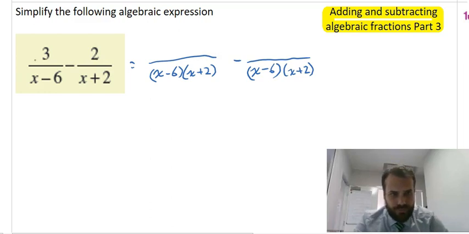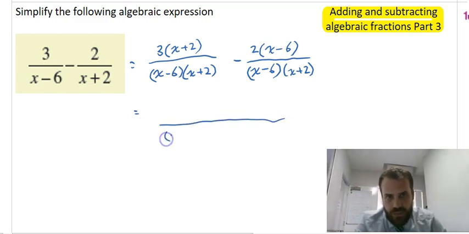Now, when I do that, I have to multiply the top by the same thing. So in this case, I multiplied the bottom by x plus 2. So I have to multiply the top by x plus 2. 3 times x plus 2. And the bottom has been multiplied by x minus 6. So I have to multiply the top by x minus 6. Okay, what that's going to give me is the whole thing. No need to expand the bottom. That would just make our life a little more difficult. And then it's 3 bracket x plus 2 minus 2 bracket x minus 6.